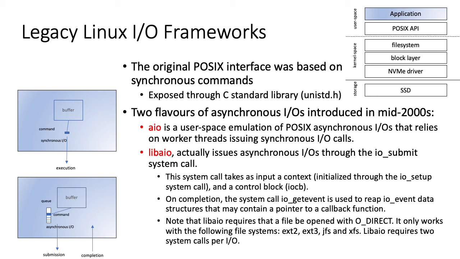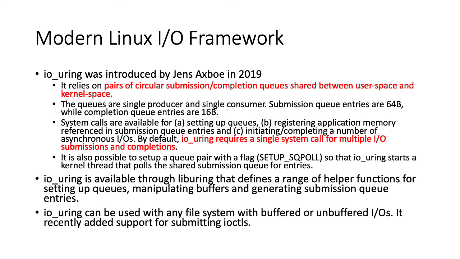With asynchronous devices, it's been necessary to introduce asynchronous IOs in the mid-2000s. And there are basically two flavors in Linux, AIO and libaio. I don't want to spend too much time on it. AIO is basically a user space simulation of asynchronous IOs that relies on synchronous worker threads. And libaio is an actual asynchronous interface, but which has many limitations.